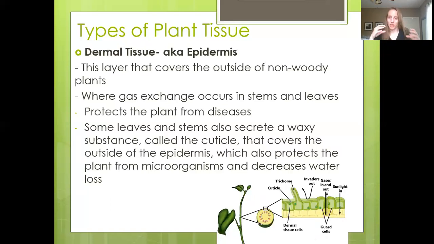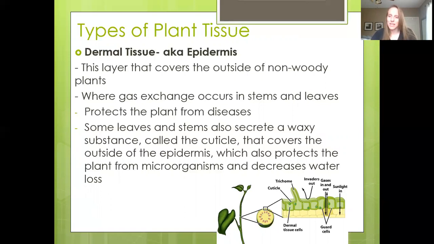So then we're going to move up to the next level of organization, which is tissues. So we have dermal tissue, which is called the epidermis, and it is made up of dermal cells. The dermal tissue, or the epidermis layer, covers the outside of non-woody plants. So the green outside of plants is the dermal tissue. It is where gas exchange occurs in both the stem and the leaves, so where oxygen leaves and carbon dioxide comes in. It's also there to protect the plant from diseases, just like our skin protects us from infection.